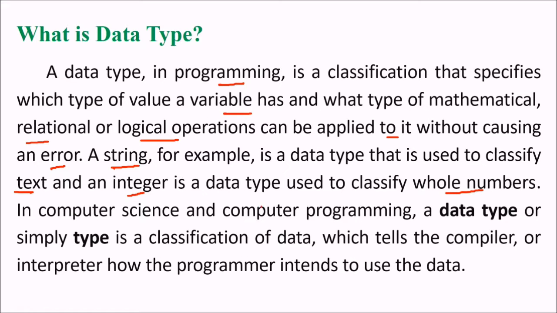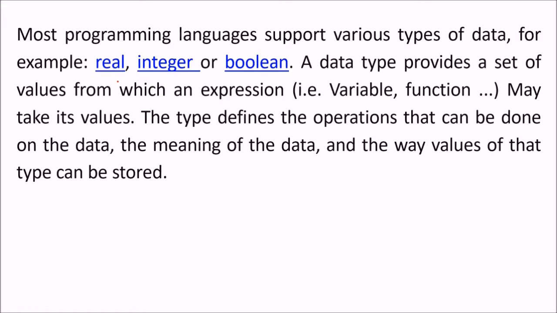In computer science and computer programming, a data type, or simply a type, is a classification of data which tells the compiler or interpreter how the program intends to use this data, or how the programmer intends to use this data. Most programming languages support various types of data, for example real, integer, boolean.